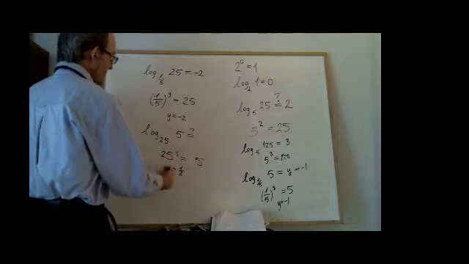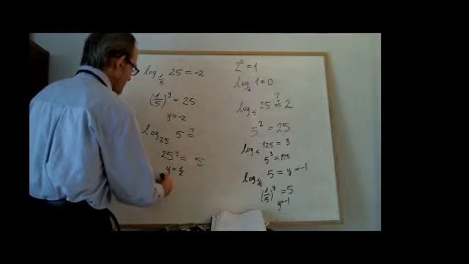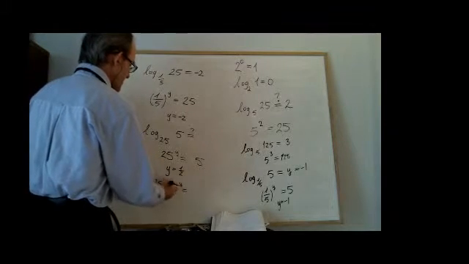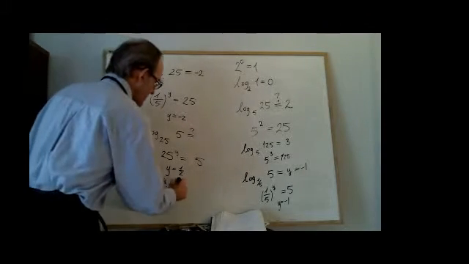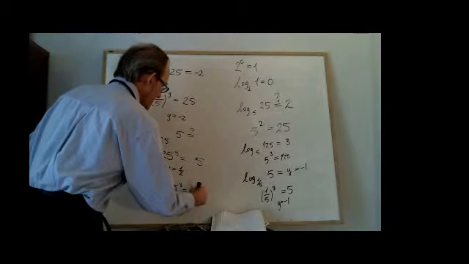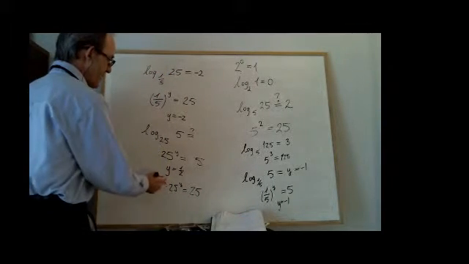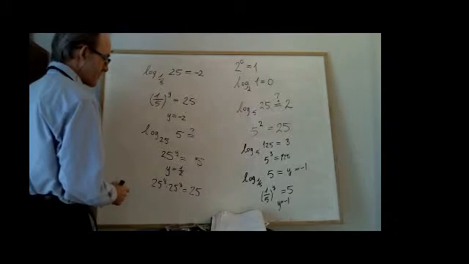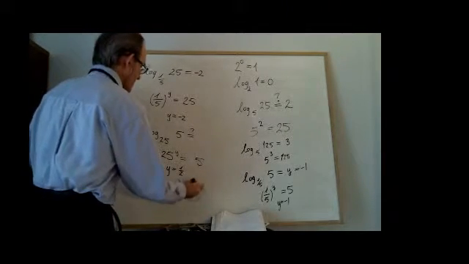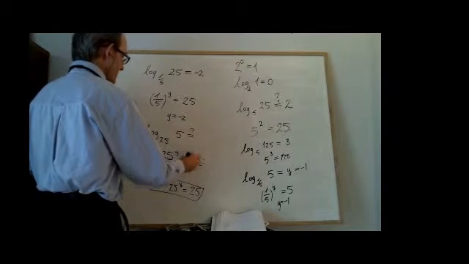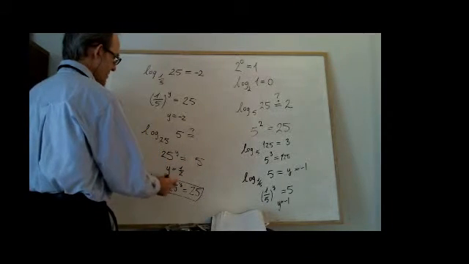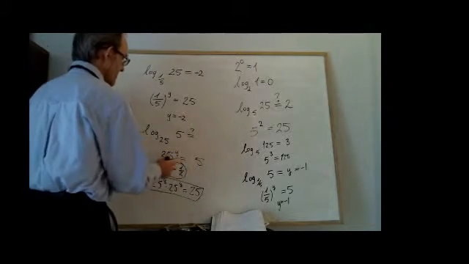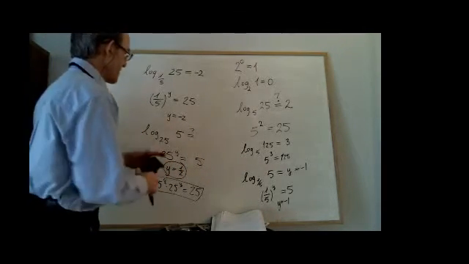And then when I multiply 25 to the 1/2 times 25 to the 1/2, that's going to be 25 to the 1/2 plus 1/2, which is 1. So that's why this represents the square root. When I multiply it by itself, I get just the original number back. So that means that the square root, or 25 to the 1/2, must be 5. So that's why the answer should be 1/2.